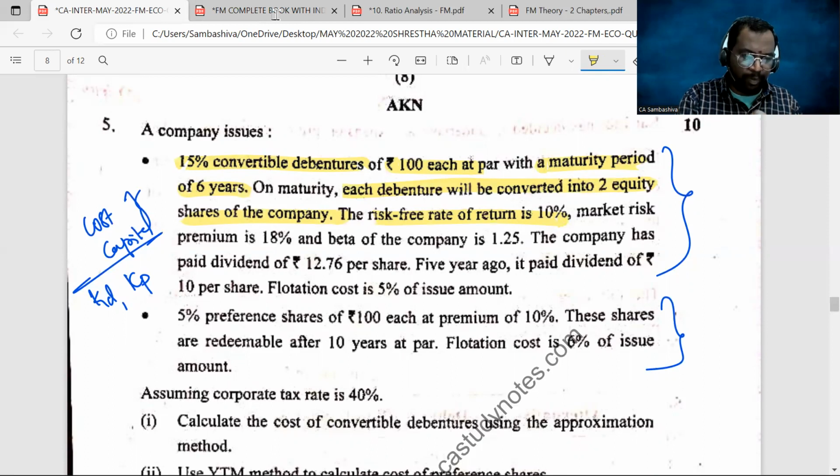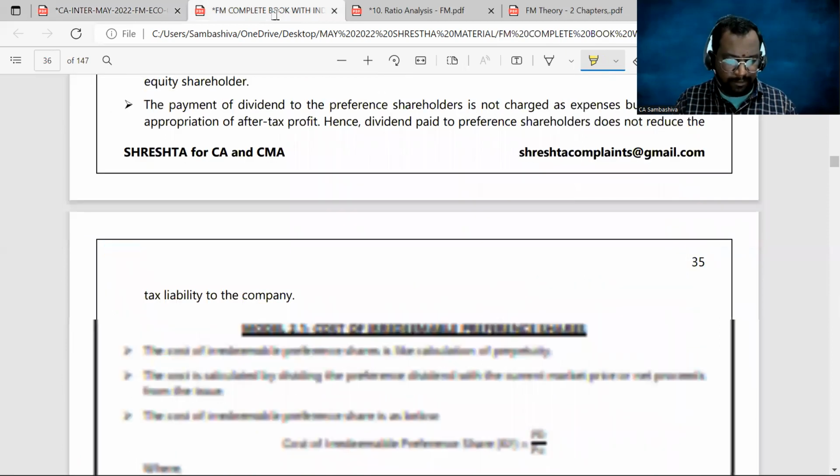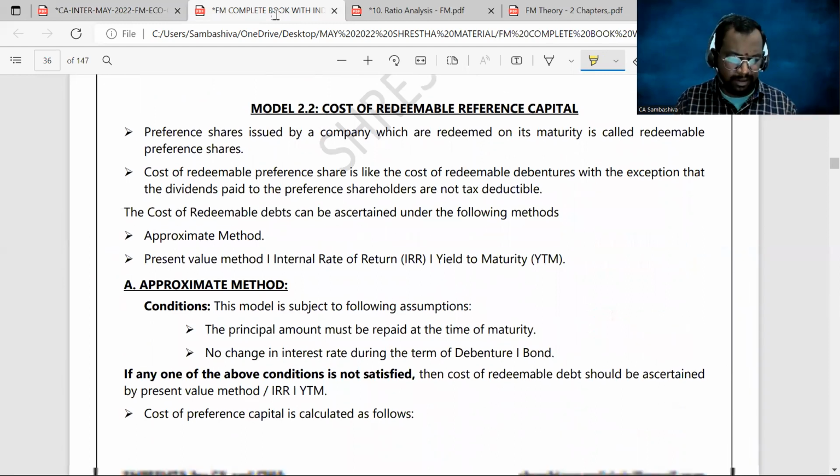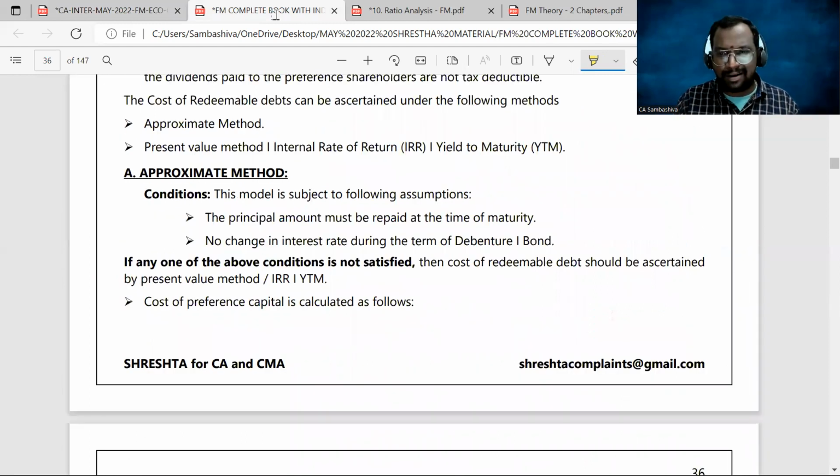Ma, with respect to preference shares, you can see here, you are asked to find out under the yield to maturity model, YTM, IRR method, it is one and the same. Yield to maturity model, internal rate of return method, present value method, one and the same only.